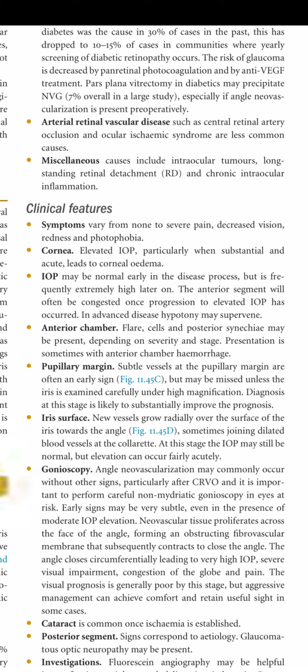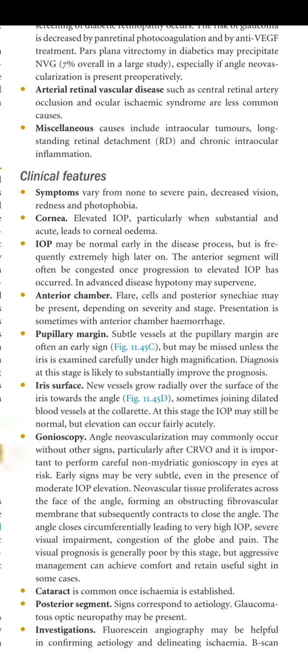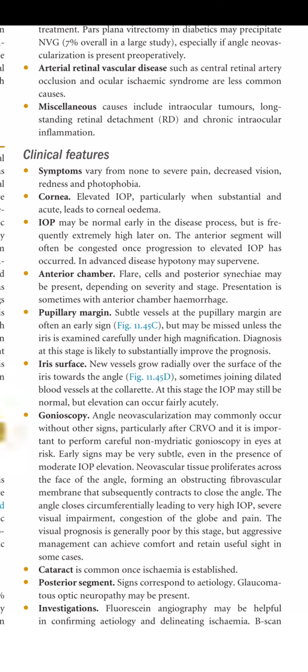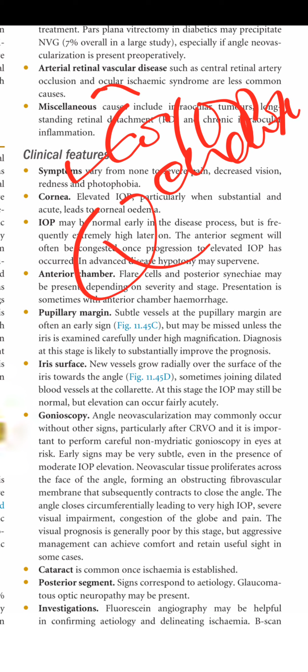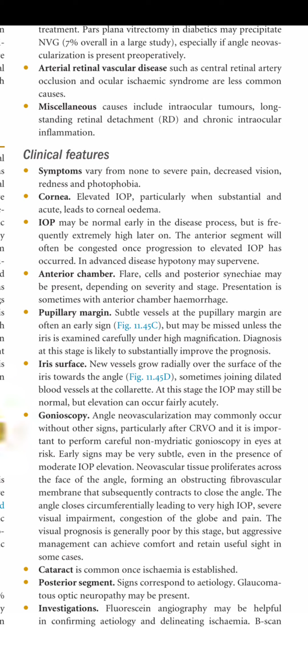Next is the clinical features. Symptoms vary from none to severe pain, decreased vision, redness, and photophobia. Cornea: elevated IOP, particularly when substantial and acute, leads to corneal edema. So whenever there is an elevation of IOP, there will be corneal edema. Why? Because the endothelium is unable to pump the fluid out of the stroma, so that is why there will be corneal edema.